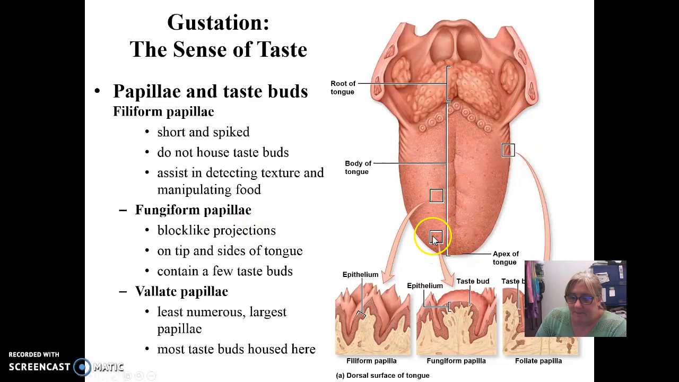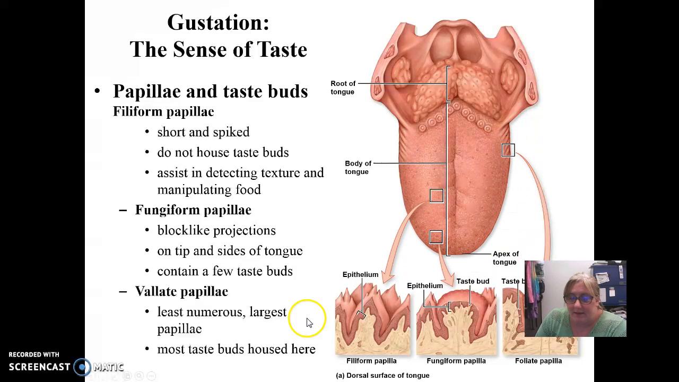Fungiform papillae are found on the sides of our tongue as well as on the tip of our tongue. These contain a few taste buds, but not very many.